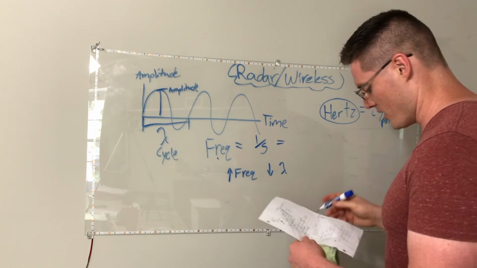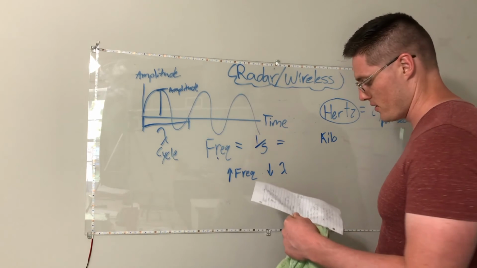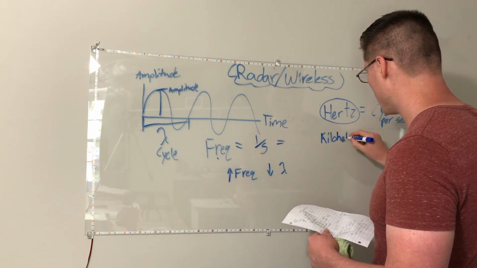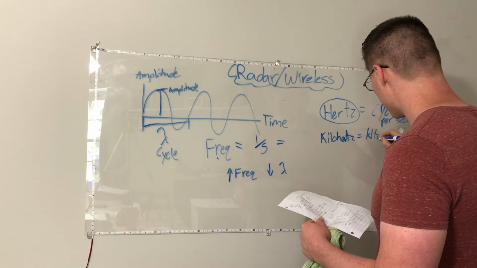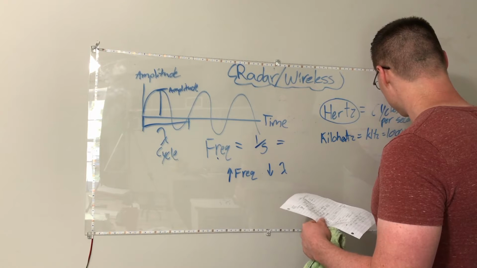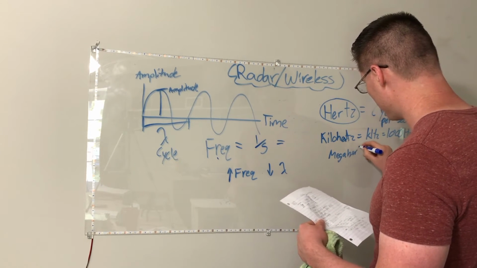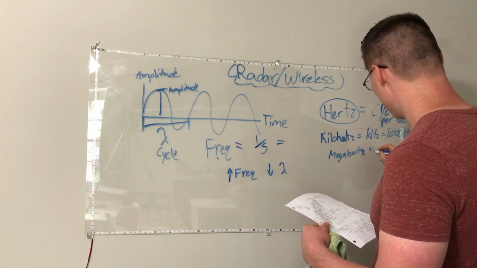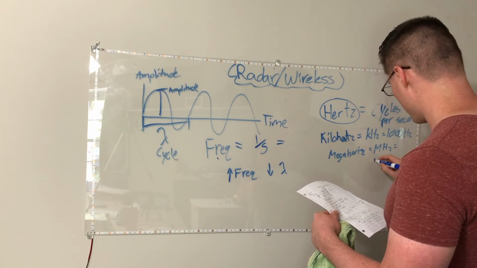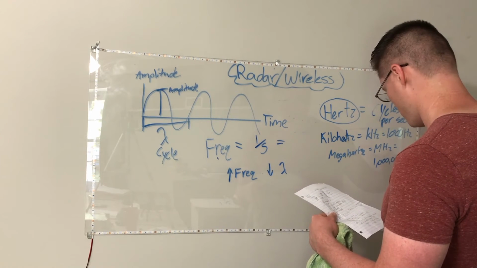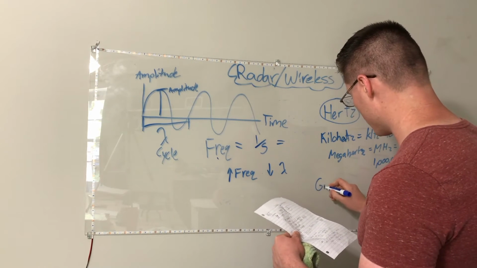So in this scenario, you have kilohertz. These are ones that you should be very familiar with. And if you're not, then you have to memorize them for your test. Kilohertz, megahertz, that's going to be 1 million. And then gigahertz.